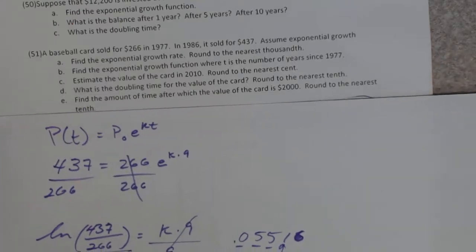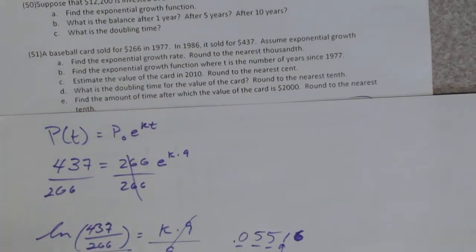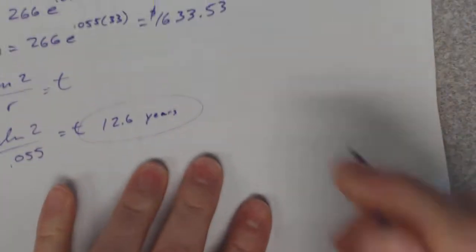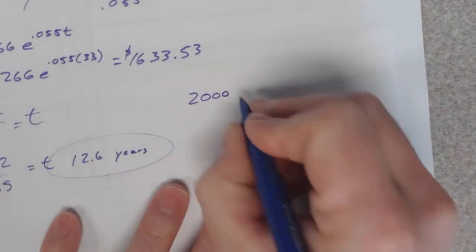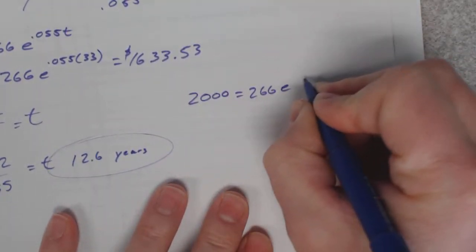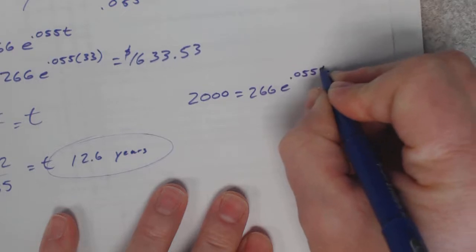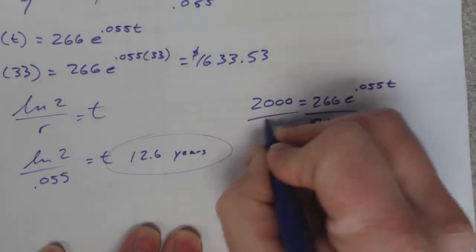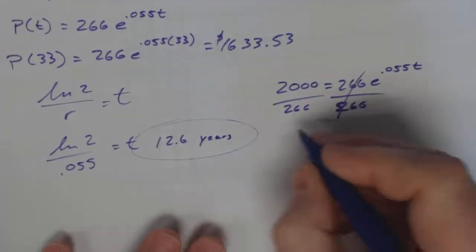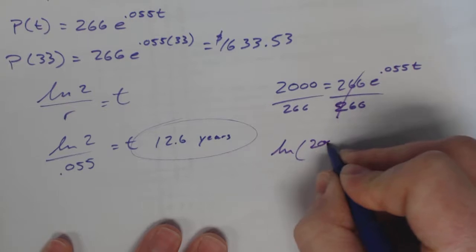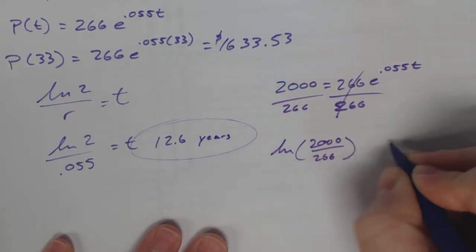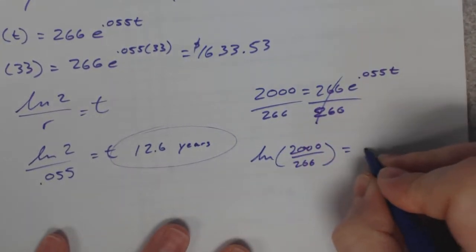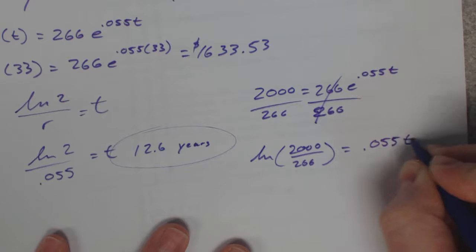Find the amount of time for when the value of the card will be $2,000. When will it be $2,000? So the output should be $2,000. You just don't know the time. So we've got to solve for t, so I'm going to divide the 266 out. I want to rewrite it as a logarithmic equation, or essentially take the natural log of both sides, and the e would be canceled, and you'd be left with the power. However you want to look at it.